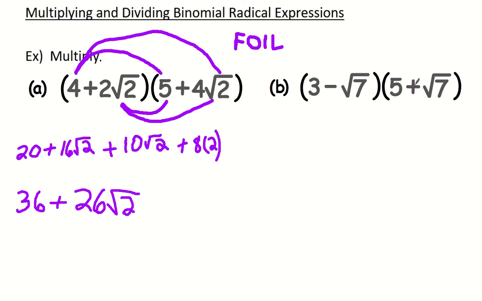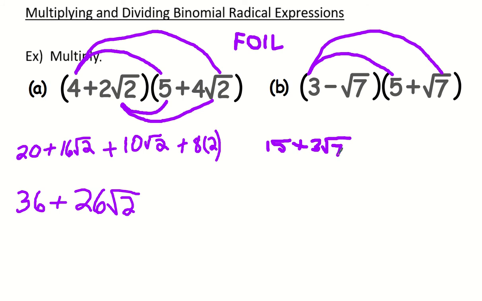This one's going to be very, very similar, okay? So we do all the distributing. So that's going to get us 15. 3 times 5 is just 15. And then 3 times positive root 7, well, that's just 3 root 7. And then we got to do the negative root 7 distributing. So negative root 7 times 5, well, that's just going to be negative 5 root 7. Okay?